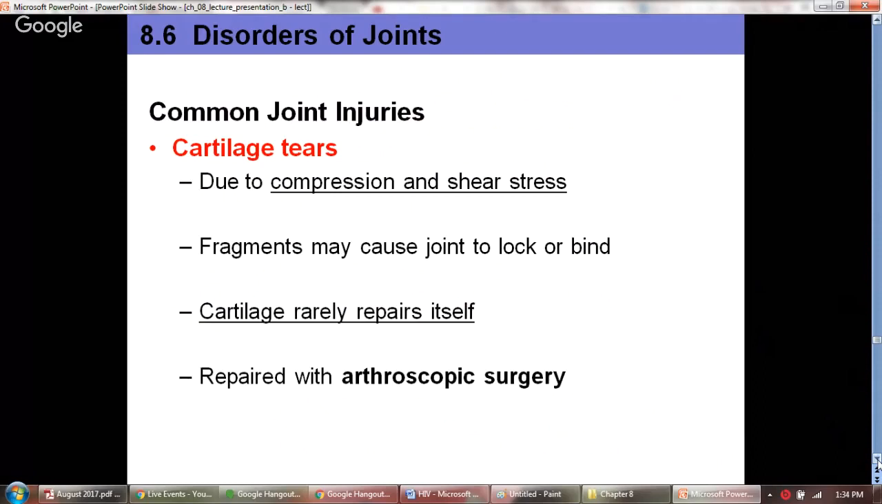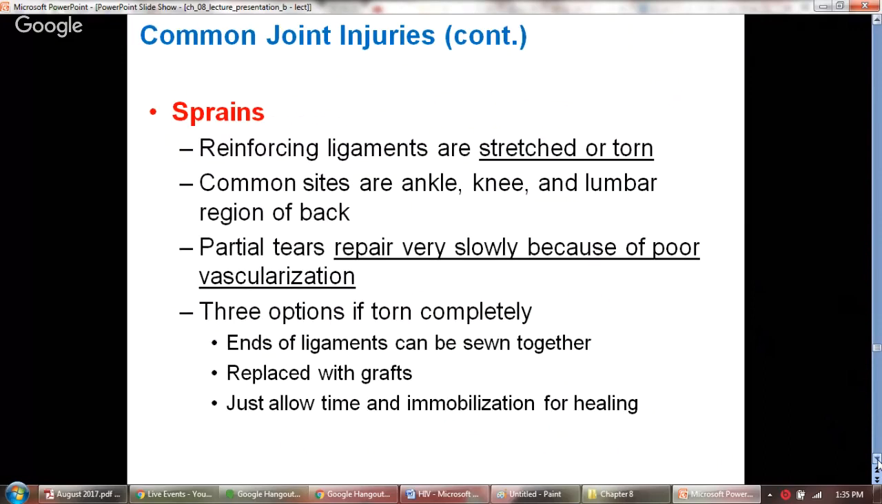So the next important topic of this chapter, after discussing the joints, would be discussing the disorders of the joints. The common joint injuries would be cartilage tears. It could be due to compression and shear stress. Fragments can cause the joint to lock or bind, and cartilage rarely repairs itself. Therefore, you have to remove the damaged cartilage from the injured joint, and you repair it with arthroscopic surgeries, using modern day technology.